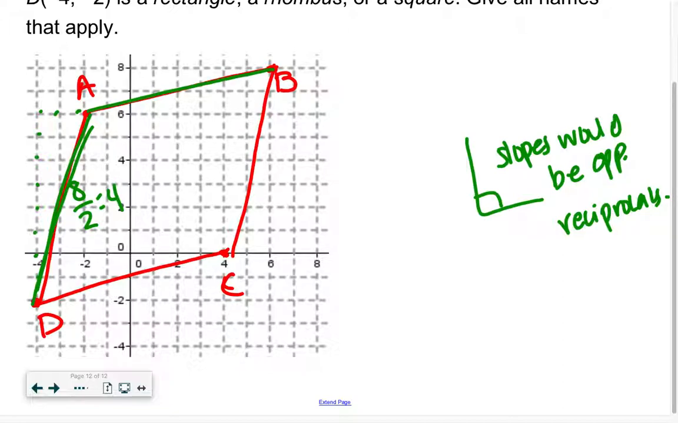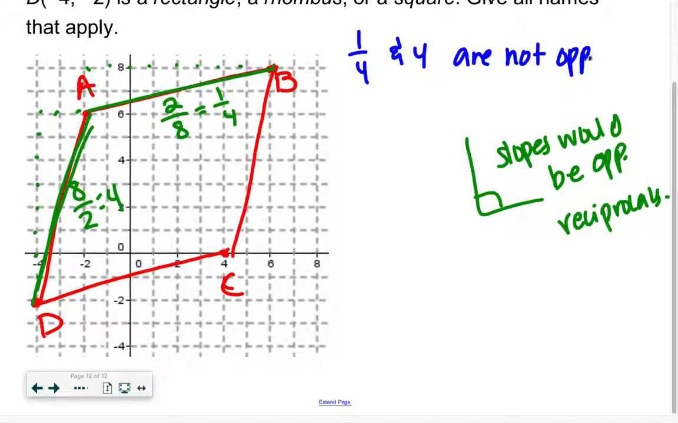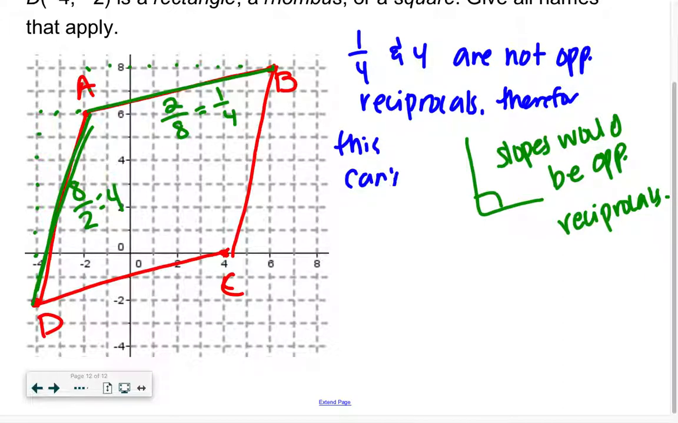What kind of slope does A to B have? Positive or negative? Positive. That's enough to prove it. But let's just go ahead and write the slope out. It goes up 2 over 1, 2, 3, 4, 5, 6, 7, 8, which reduces to 1 over 4. 1/4 and positive 4 are not opposite reciprocals. Therefore, this cannot be a rectangle or square.